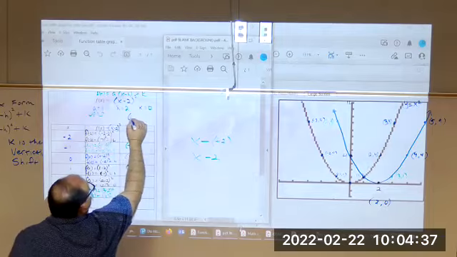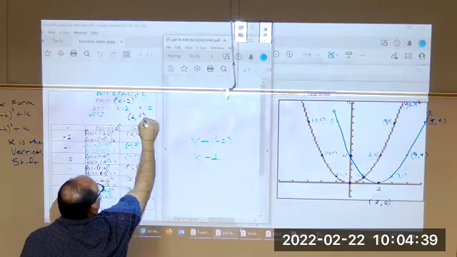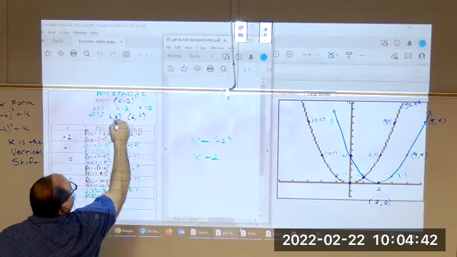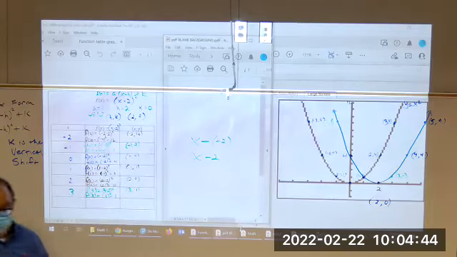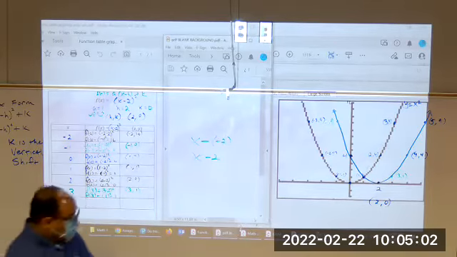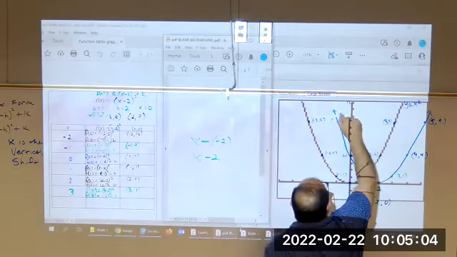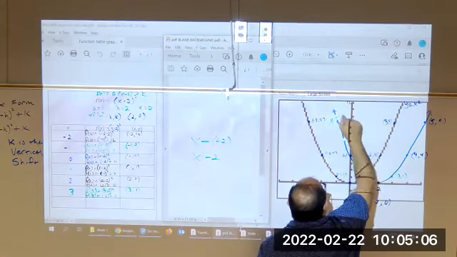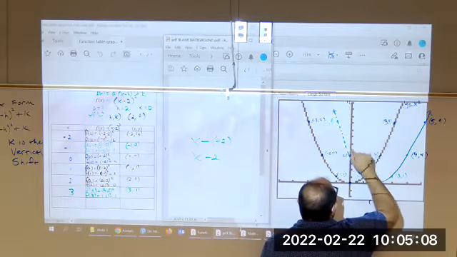H was 2. K was 0. HK is exactly where you're going to find the vertex. The ordered pair HK. Alphabetically, H before K. Alphabetically, X before Y. Alphabetically, H messes with your X. Don't worry about the dot, I'm just dotting it so you can see.